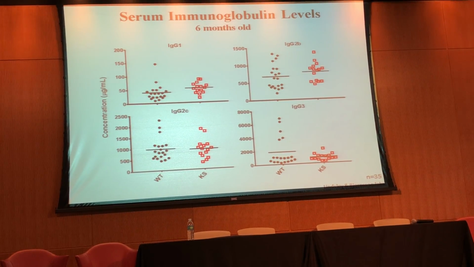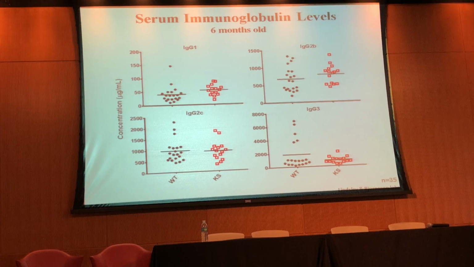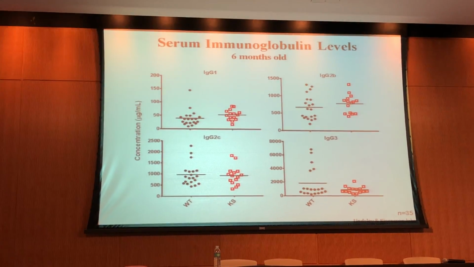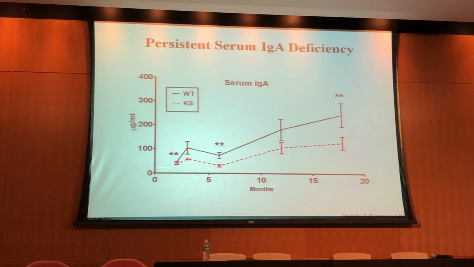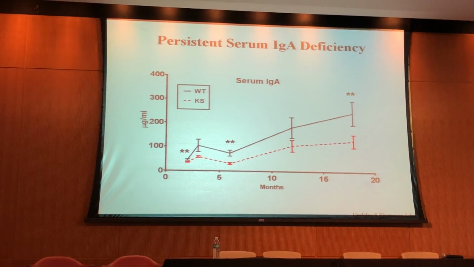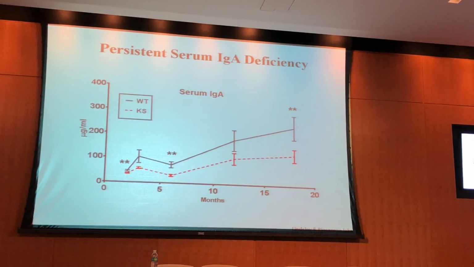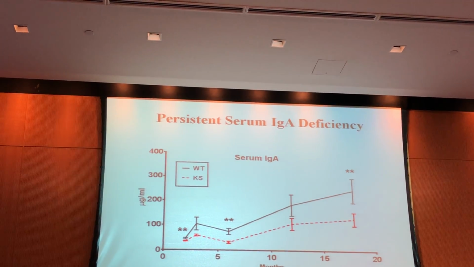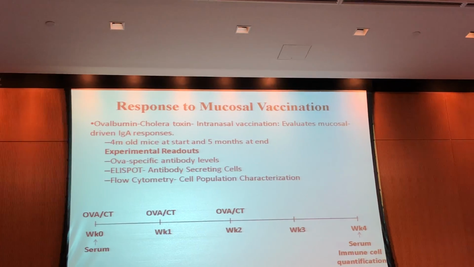We also, in this particular mouse model, at baseline, don't see any difference in any of the different types of IgG antibodies. But what we did find is that across developmental time, from the very earliest time points when the mice are quite young all the way out to a year and a half, which is super old for a mouse, they continue to have low levels of IgA. So it appears to be a problem that starts very early and persists throughout life.